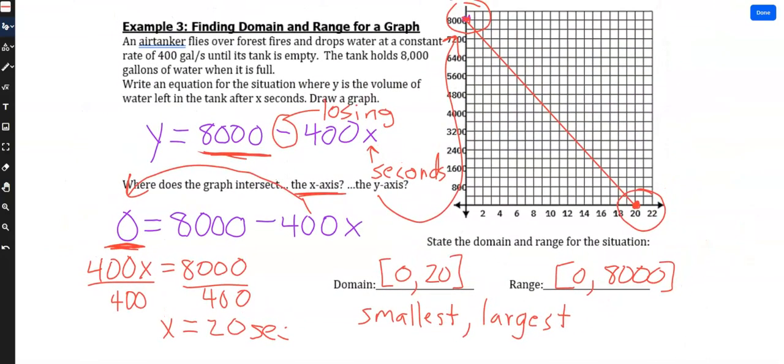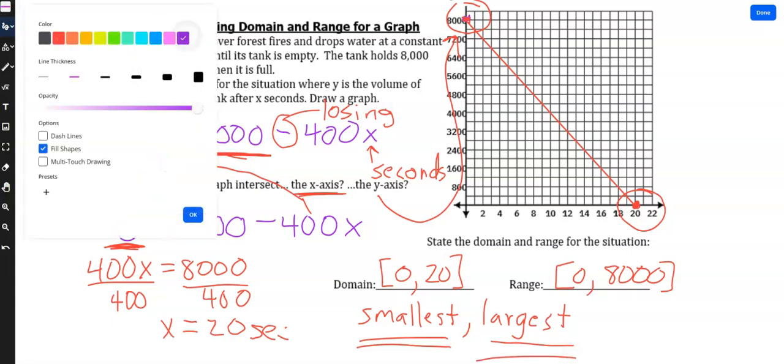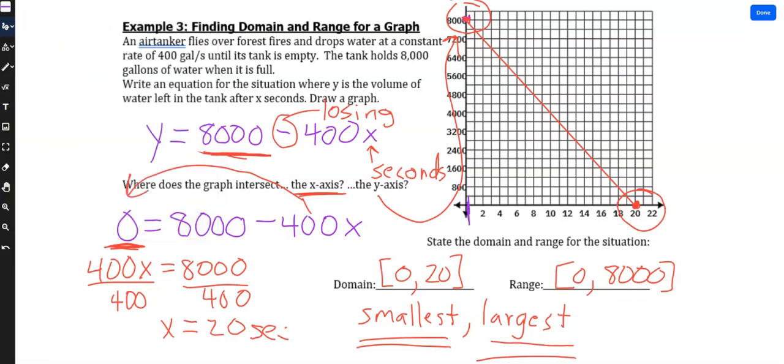And then, of course, this is a linear time frame because we're dropping the same amount of water every second. So you're going from 8,000, and in 20 seconds, you're going straight to 0. So that's why I connected them together. Domain, remember, smallest on the left, largest on the right. So if you're looking at this, if you smashed it all onto the x-axis, 0 to 20 would be your domain. If you smashed it all on the y-axis, it would go from 0 to 8,000. Smallest on the left, largest on the right.